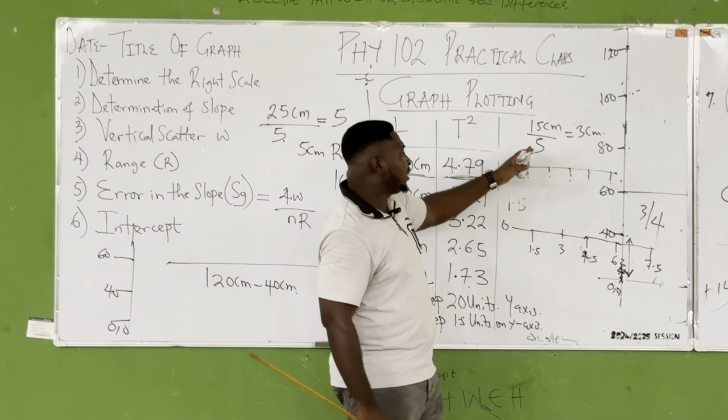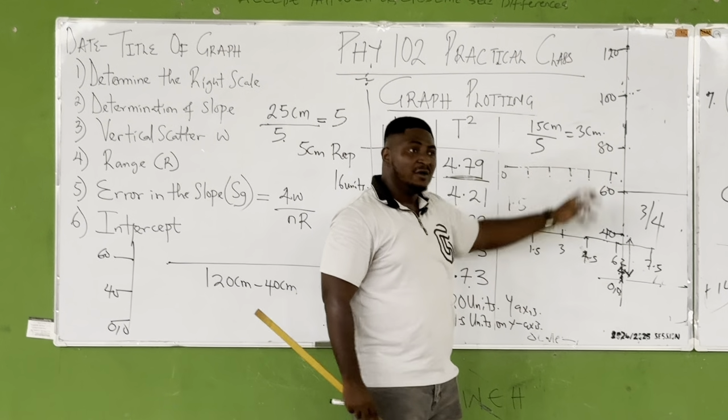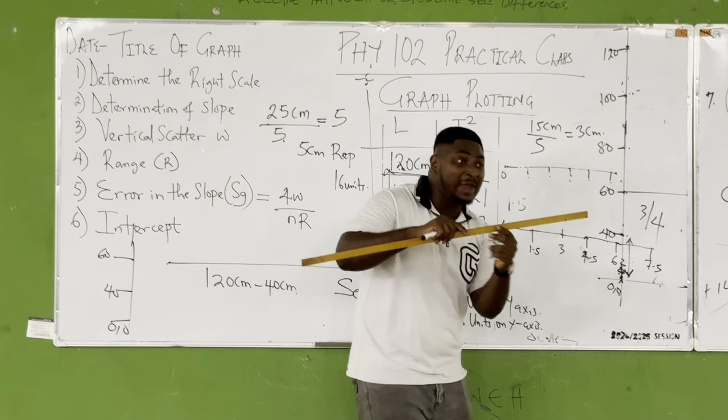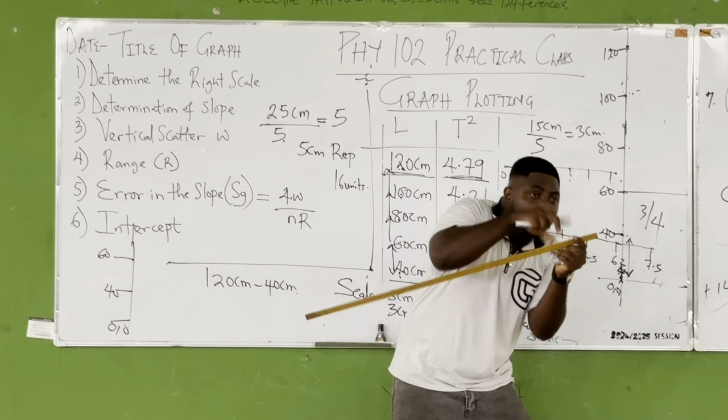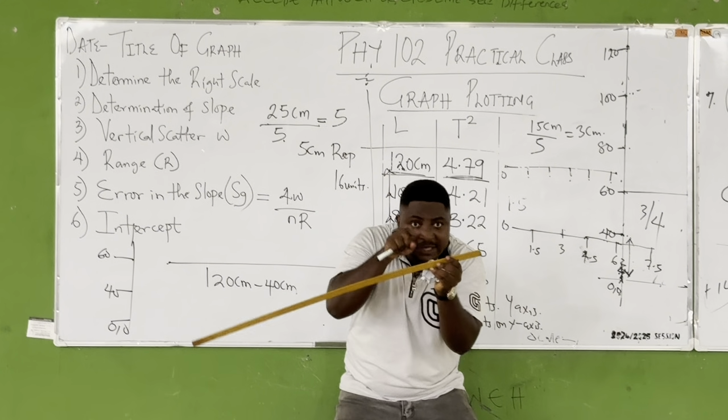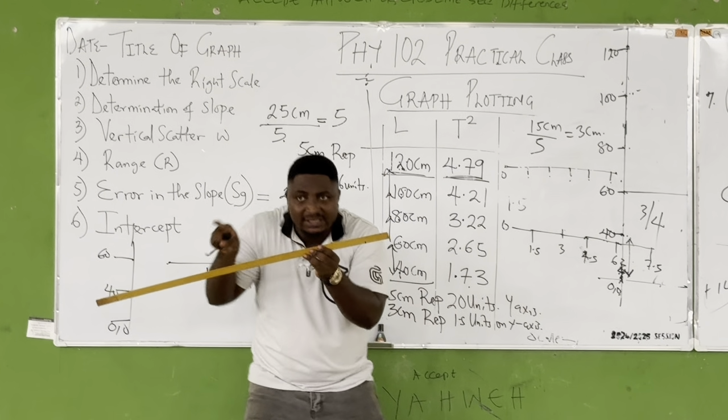If you use 20 centimeters, 20 divided by 5 is 4. It means after every 4 centimeters, use your ruler. 0 to 4, okay, point 1. 4 to 8, 8 to 12, point 3.